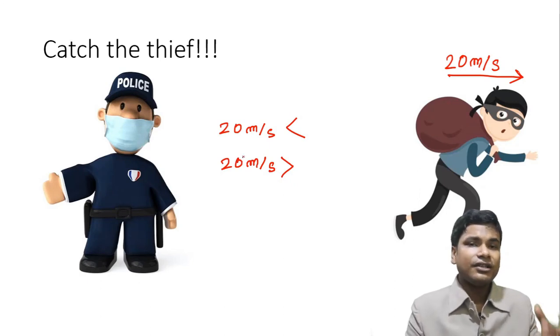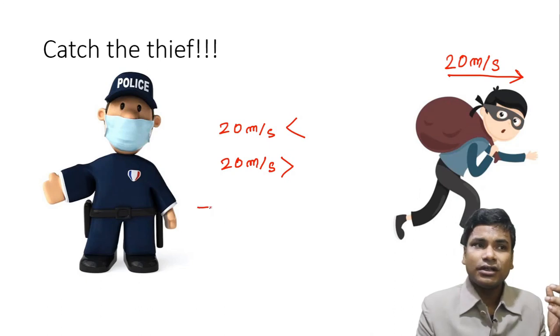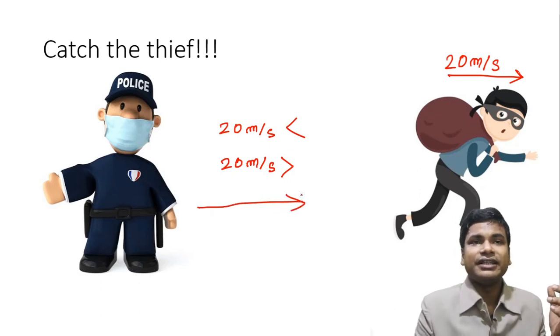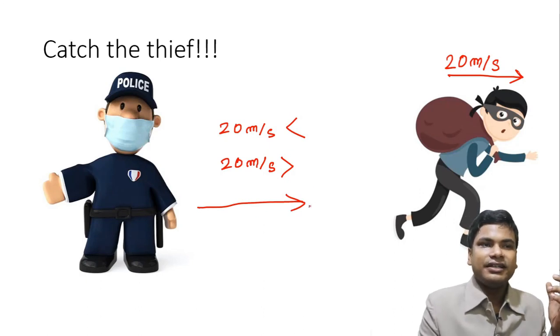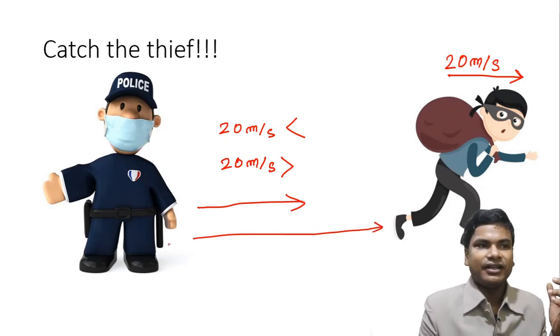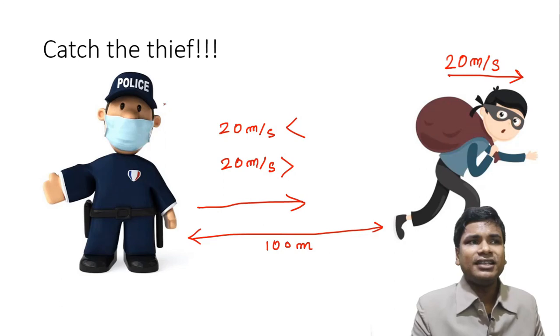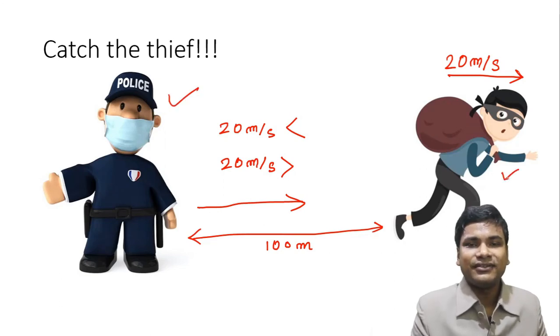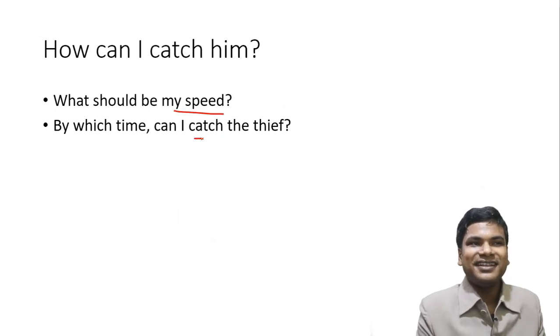Obviously, if the policeman wants to catch this thief, he should run with a greater speed than the thief, that is 20 meter per second. Now, if the distance between them is given, and suppose the distance is 100 meters, can you guess by which time this policeman can catch this thief? So, after completing this tutorial, you should answer this question. So, let us start.